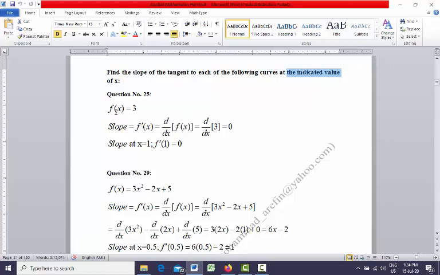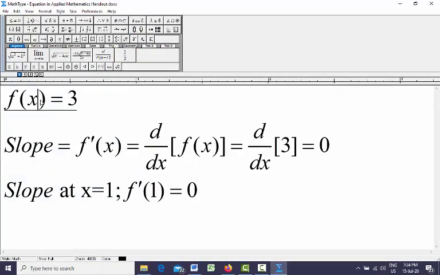Here the function we have is f(x) equal to 3, where x is the variable. To find the slope, we need to do differentiation. And always remember, when you do differentiation of a function, we get a prime. That means if the function is f(x), then after differentiation we get f'(x).